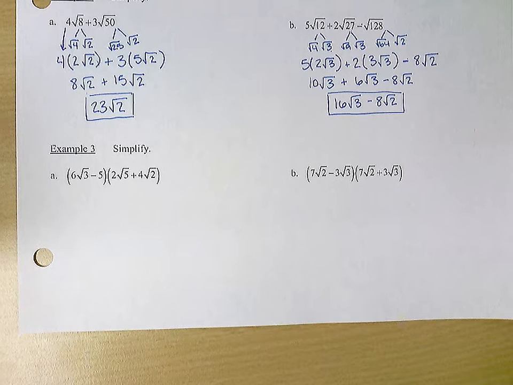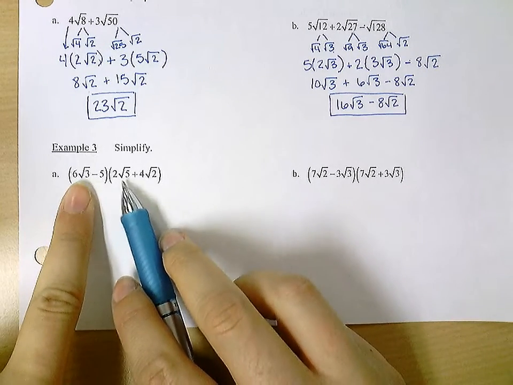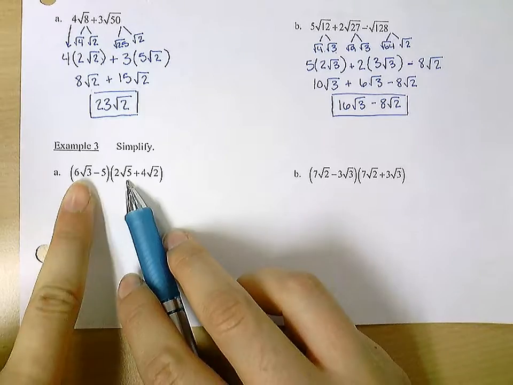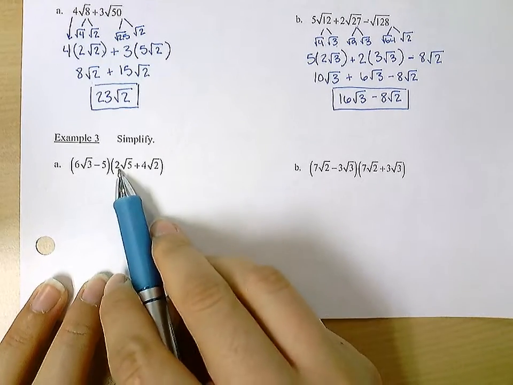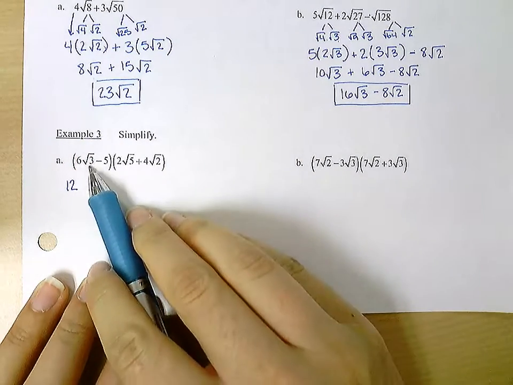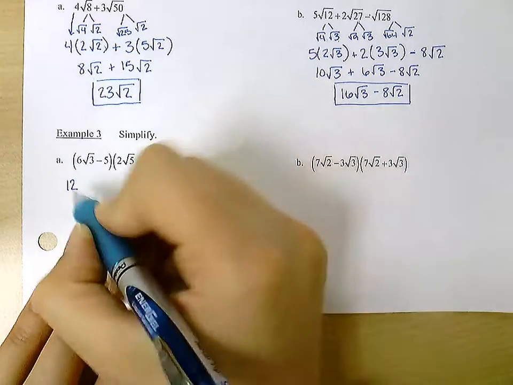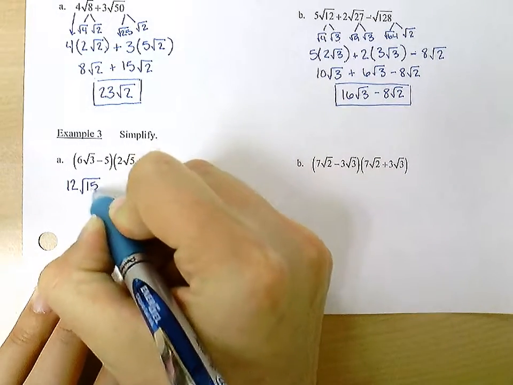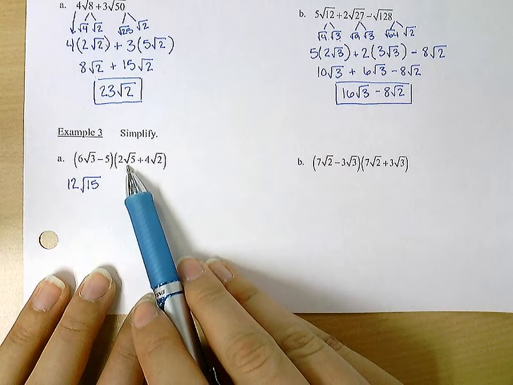Okay, first, outer, inner, last. So I'm going to multiply my first two terms. When I'm multiplying these two terms, I have 6 times 2. That's 12. And then I can multiply my roots together. So 3 times 5, I would get the square root of 15. Okay, so that was just my first terms.